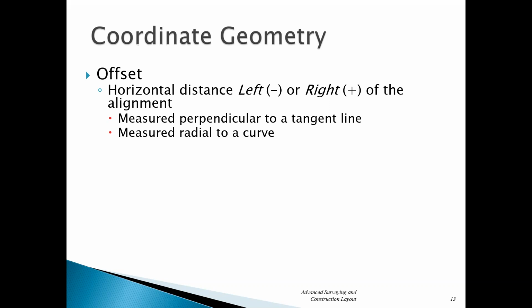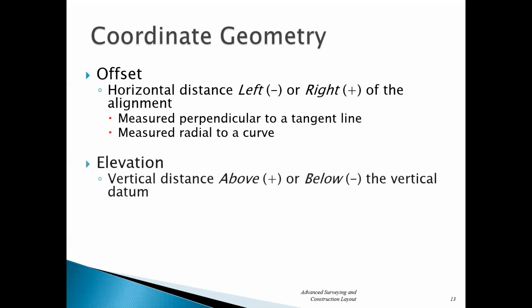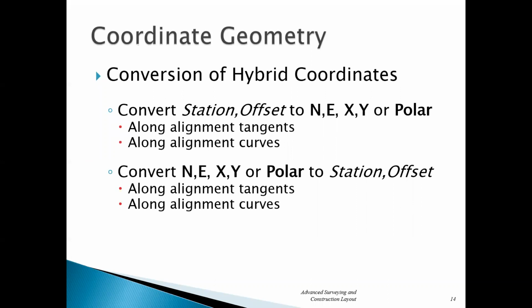Okay, let's move on. So elevation, that's just your distance vertically above or below your datum. So that's actually the easiest component to handle typically. That's not a big deal. All right, so there are ways of converting hybrid coordinates into station offset, or station offset into northing and easting. That gets pretty involved, and I'm not going to do that in this lecture right now, but suffice it to say we'll talk about this a little bit later.